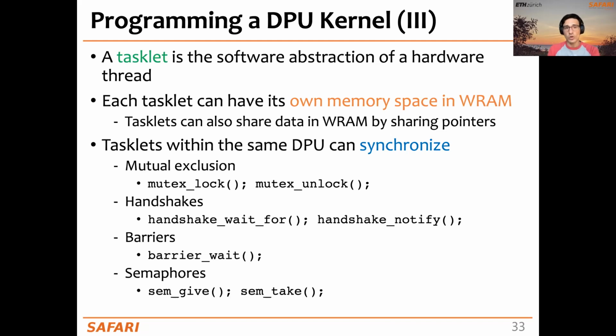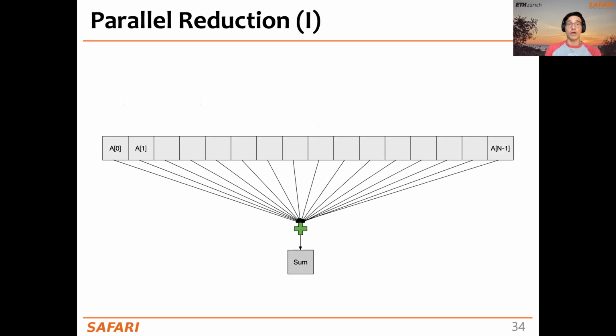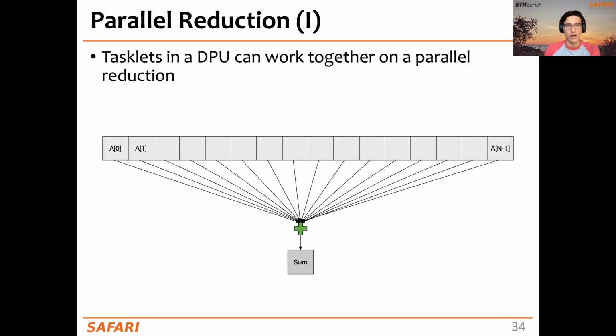And finally, we can also use semaphores in cases where we need to use, for example, a counter. This is typical for producer-consumer patterns where we have, for example, more than one consumer. One example of how to use these synchronization primitives we can find in parallel reduction.